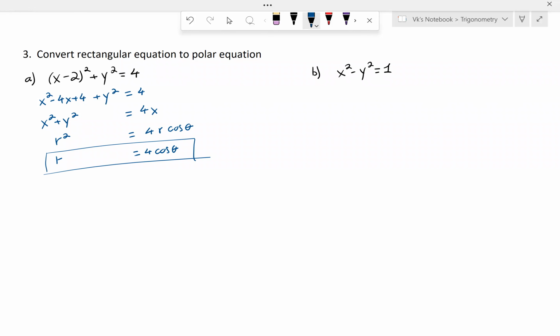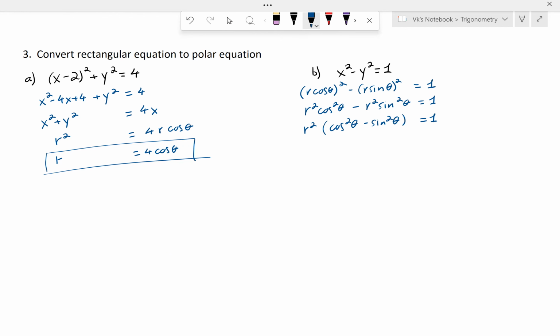In B, x squared minus y squared equals 1. Oh, it's a little tricky. Well, we know x is r cosine theta, so let's do the substitution for that one. r cosine theta squared minus y is r sine theta squared, and that's equal to 1. r squared cosine squared theta minus r squared sine squared theta equals 1. We can factor out the r squared, and we have cosine squared theta minus sine squared theta, that is 1.